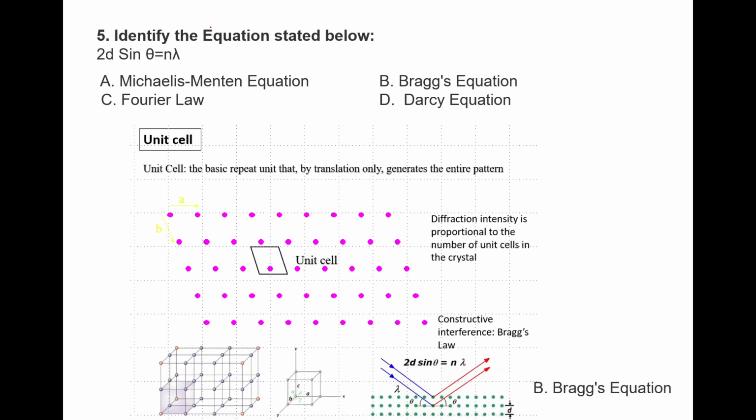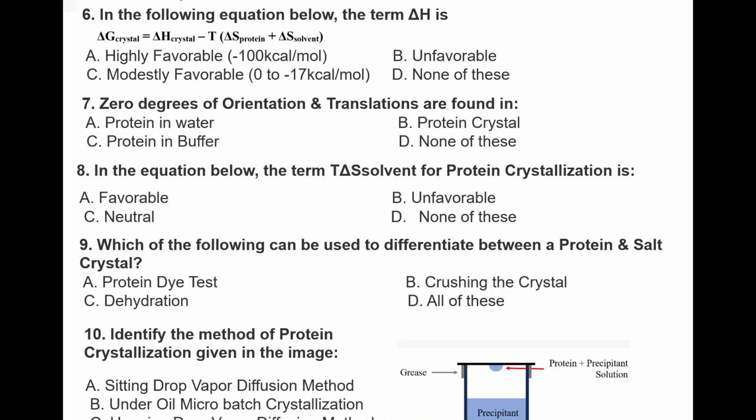Identify the equation stated below. As we discussed today, what is this equation? 2d sin theta equals n lambda. This is your famous Bragg's equation, so B is the correct answer. Now we have 5 more questions in the week 3 assignments. In the above 5 questions, if you have any doubt you can ask me. Otherwise I can go to the next 5 questions.